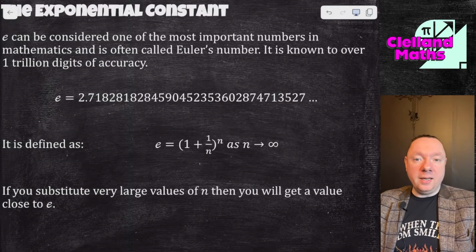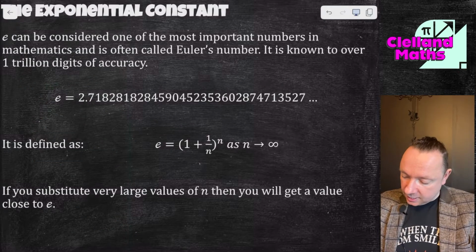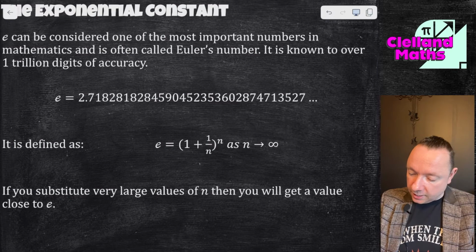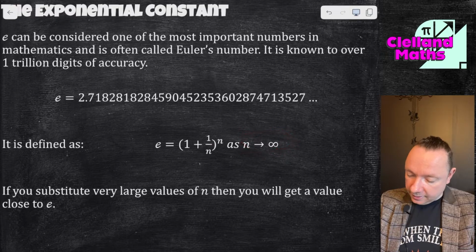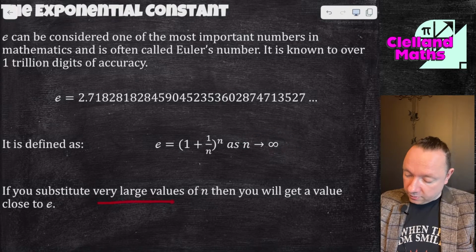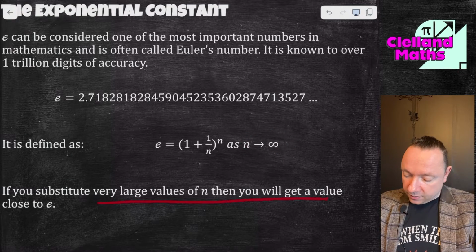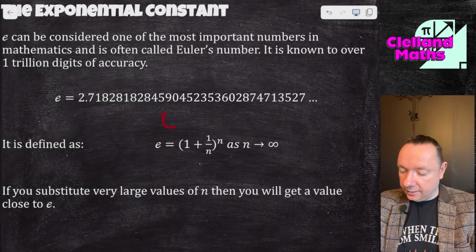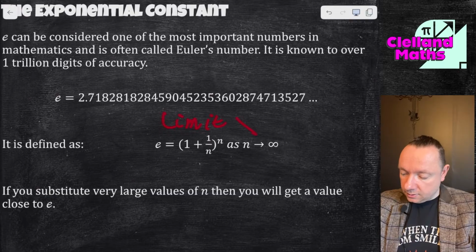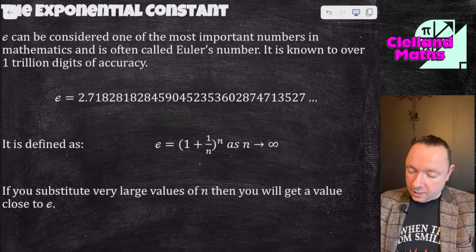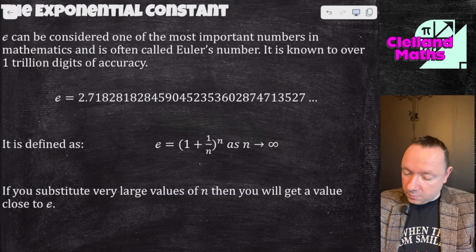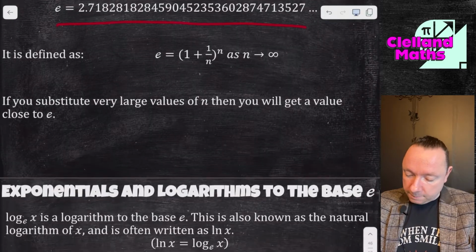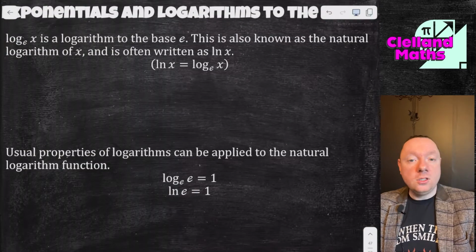Okay, remember we talked about e earlier on. Again, this is what e is. And you can write that as an equation, by the way, as 1 plus 1 over n, to the power of n, as n goes to infinity. And if you substitute very large values of n, you will get a value very close to e. So it's basically the limit as n goes to infinity. You don't really need to know that or work with that, but it's worth just seeing. But there is e there, 2.71. And we're going to look at exponentials and logs to base e.